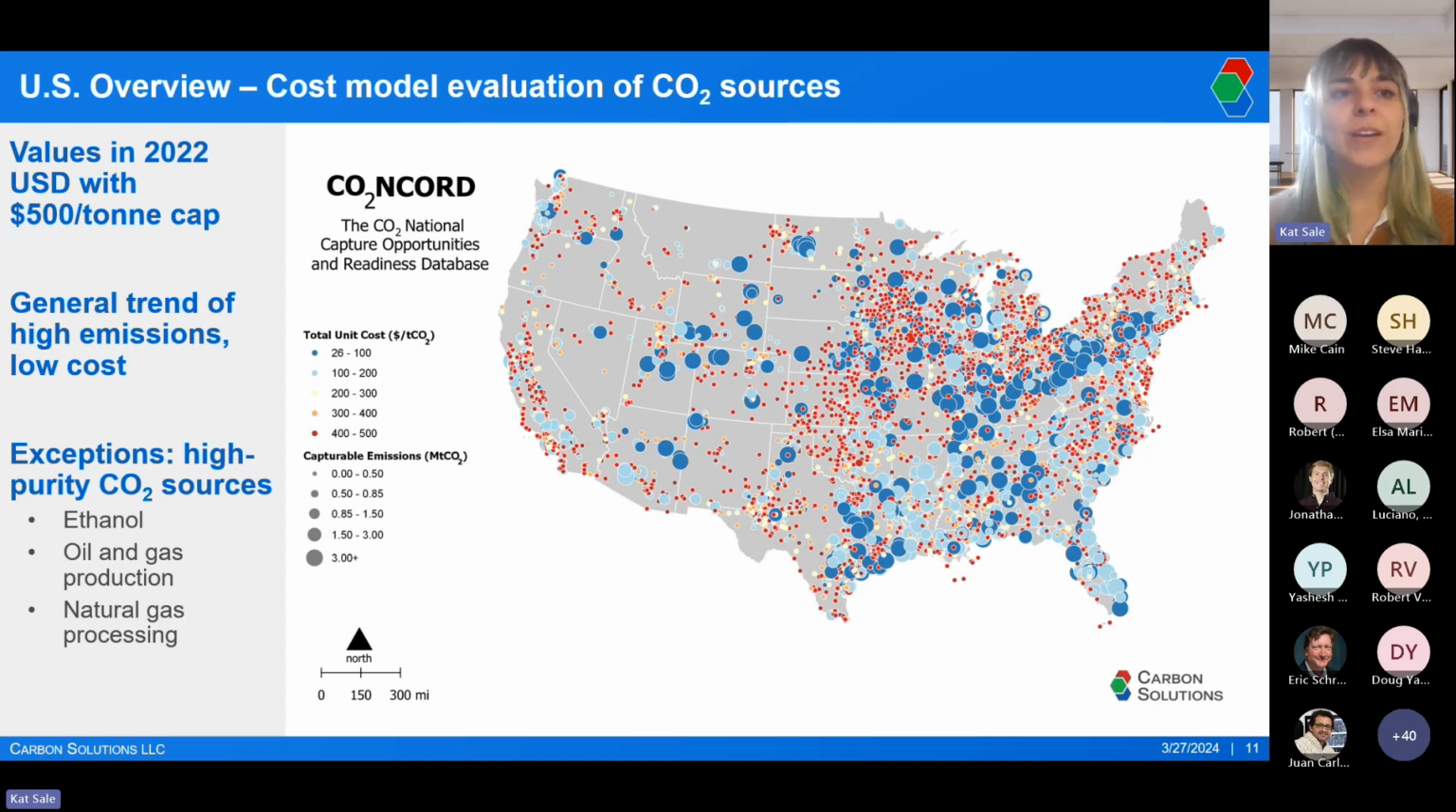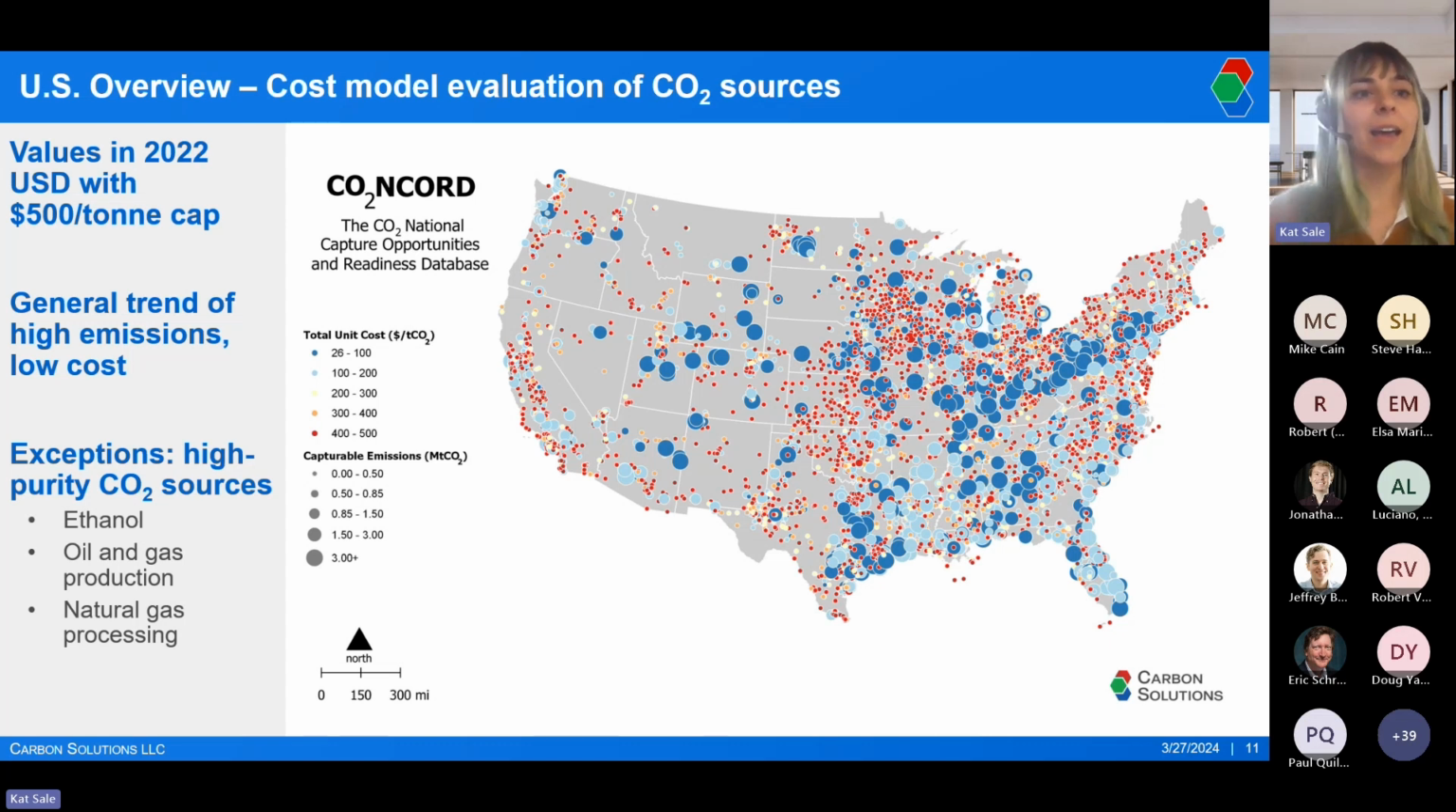In general, there's a trend where high emissions have a lower cost. So if you have more CO2 going through a single piece of capture equipment, that cost per ton of CO2 is going to be a lot lower. But there are some exceptions, such as high purity or high concentration CO2 sources, like from ethanol production, oil and gas production, or natural gas processing.